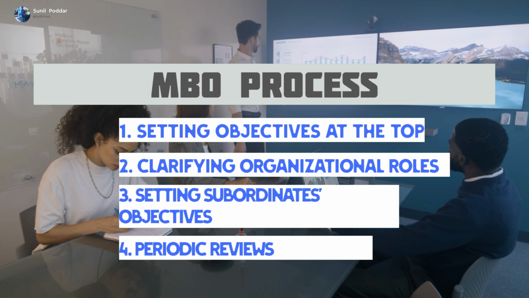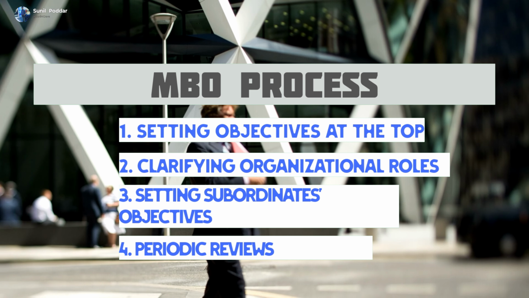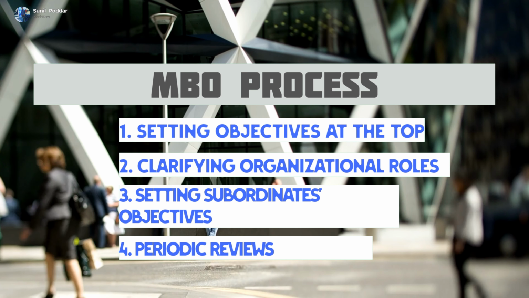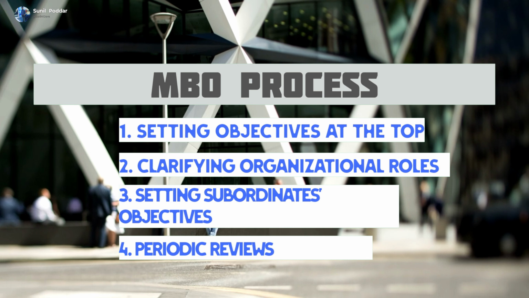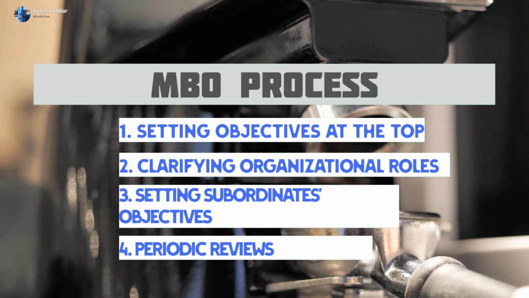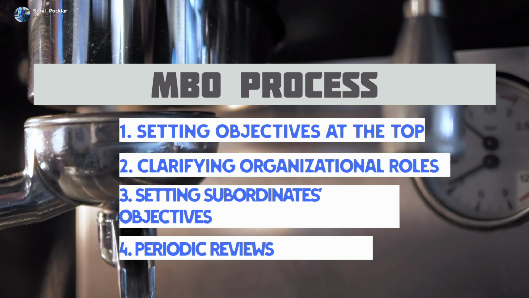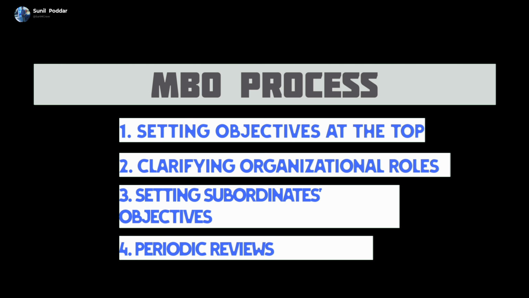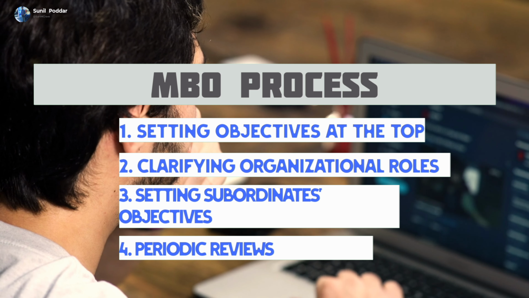Clarifying organizational roles. It is crucial to clearly define organizational roles and assign specific responsibility for achieving the objective. For example, in product development, roles across research, production, and marketing must be well defined, possibly under the leadership of a product manager to ensure accountability and smooth execution. Setting subordinates' objectives. Subordinate managers are informed about the company's general objective and planning premises. Superiors discuss with them the specific goal they can achieve, the timeline, and the resources needed. This collaborative process helps in setting realistic and achievable objectives for subordinates.